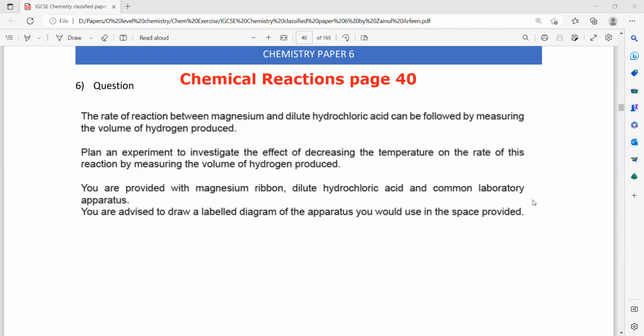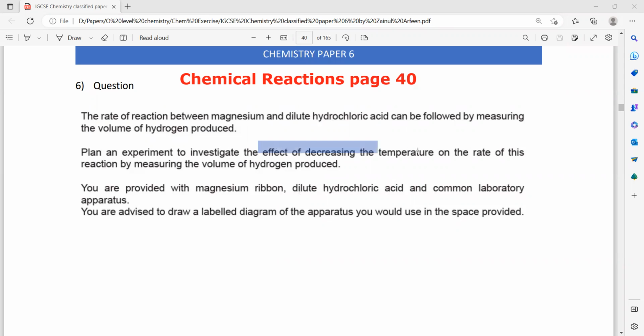So this is classified paper 6, topic chemical reactions, page 40, question 6. In this one, the rate of a reaction between magnesium and hydrochloric acid can be followed by measuring the volume of hydrogen produced. So when magnesium is reacting with hydrochloric acid, it gives off hydrogen. We can measure the volume of hydrogen. Plan an experiment to investigate the effect of decreasing temperature.